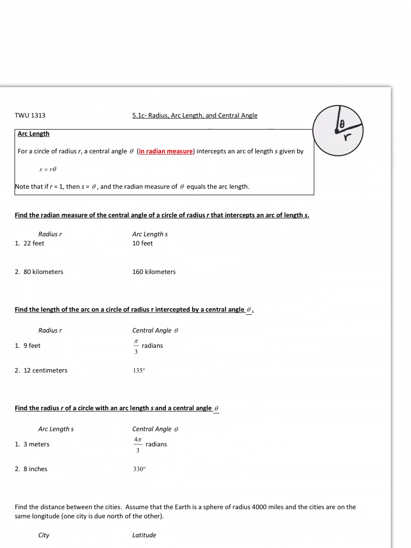And what we're going to be finding today is the arc length, which is basically like the piece of crust on the pizza, okay? That's the arc length. And look, we're going to have the formula for us right here. S is the arc length, and it's found by the radius times theta. Now, here's the kicker. If R is 1, S is theta, and the radian measure of theta equals the arc length.